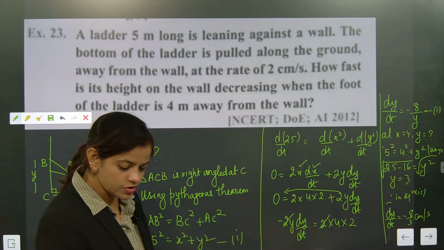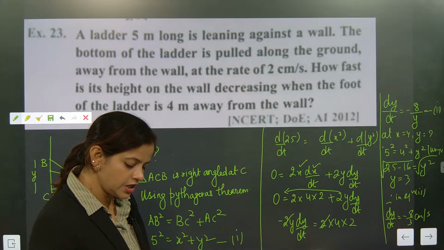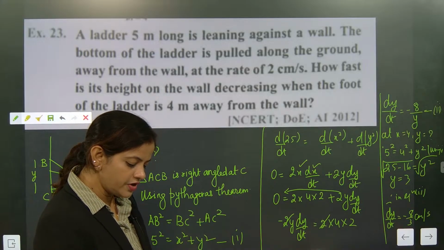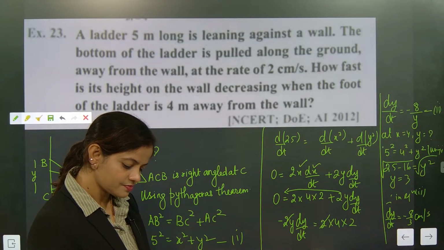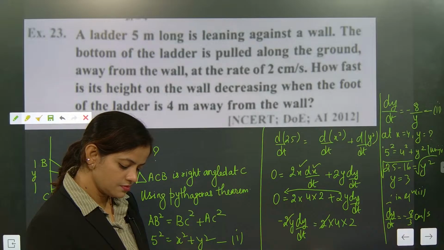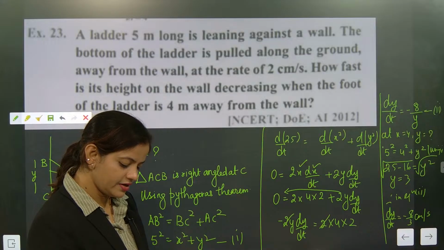This is the most important part. As the ladder is pushing away, the height decreases, beta. This is the part everybody has to solve. Okay. Fine. We'll solve.